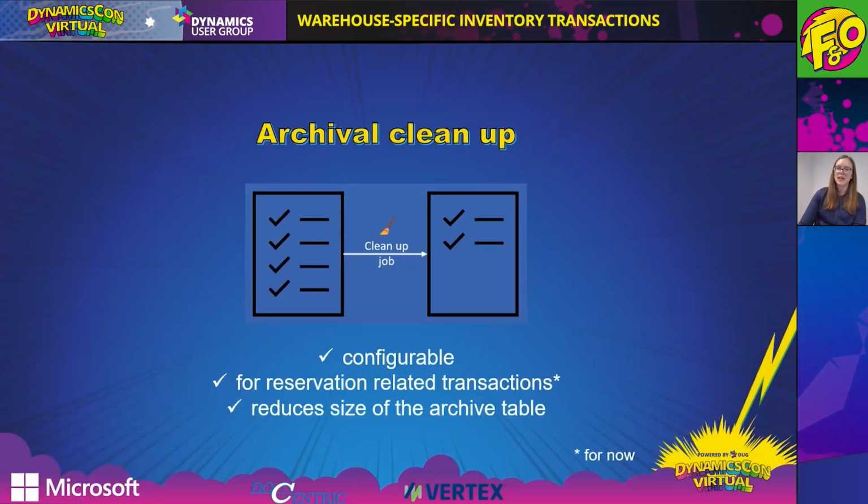A relatively new feature is the archival cleanup. It's another batch job that will be fired by default once a day, but it's configurable again. You could turn it off or do it even more often. Its role is to reduce the size of the archive table. For now, it works for reservation-related transactions because it actually makes sense. If you think about it, it seems like a log. When the work is completed, all the information is simply not needed to calculate it. We are also considering in the future maybe to do even more aggressive archival.